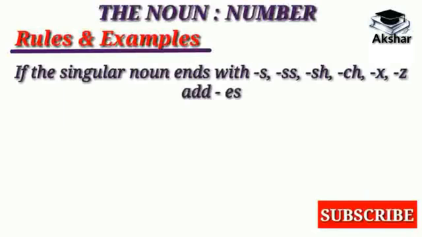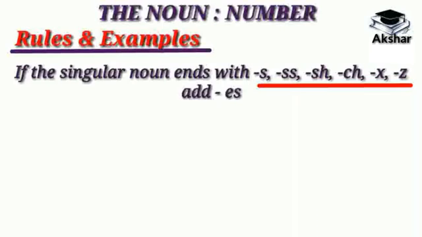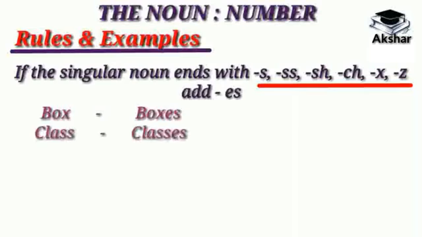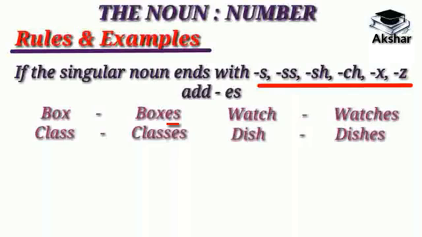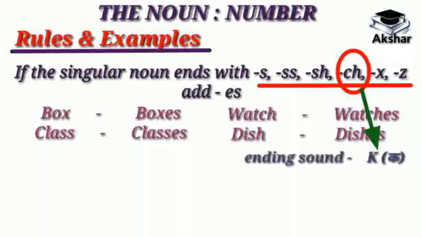If the singular noun ends with s, ss, sh, ch, x, z, you will have to add es at the end of the word. Look at some examples here. Box is going to be changed to boxes. We are using es at the end because the last letter of the noun box is x, and according to the rule you are going to use es if you get x. Class is going to be classes, watch, watches, dish, dishes.